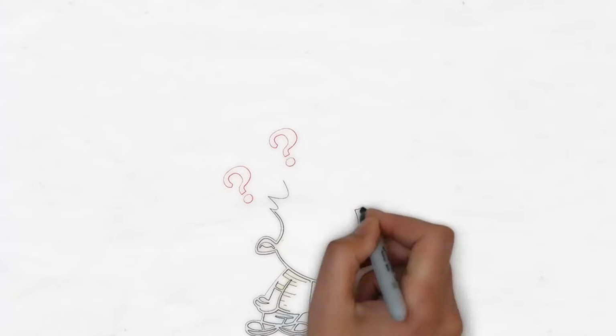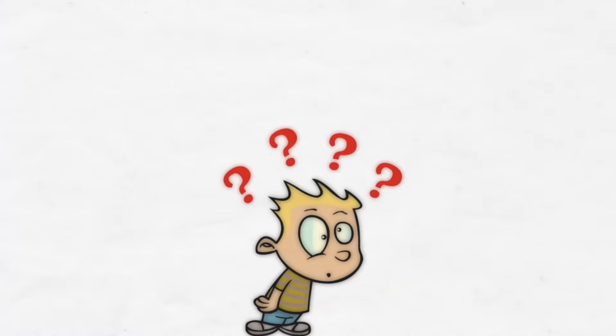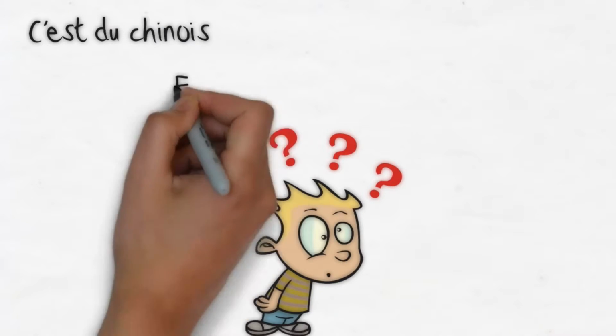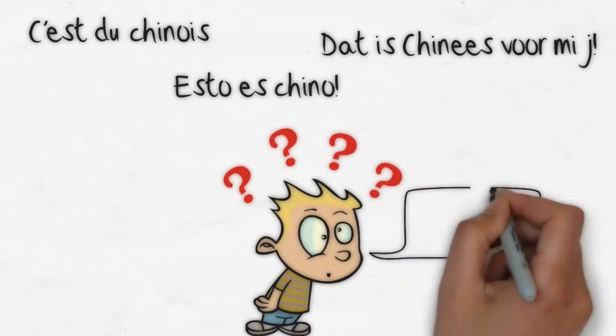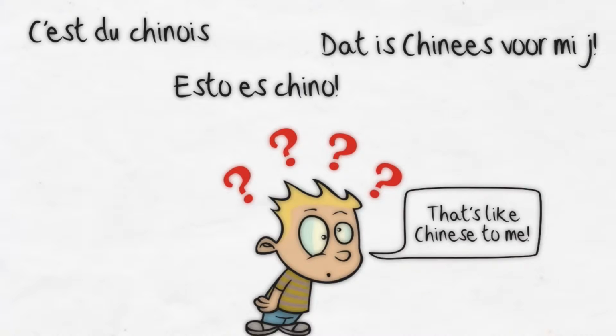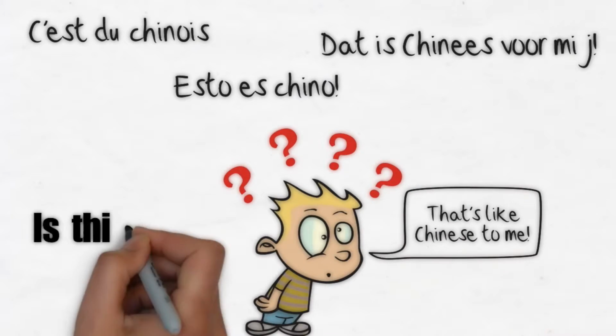Chinese is often referred to as one of the hardest languages to learn for Westerners. C'est du chinois. Esto es chino. Dit is Chinees voor mij. The expression, "that's like Chinese to me," exemplifies this idea. But is this really the case? Let's have a closer look at what the Chinese language really looks like.